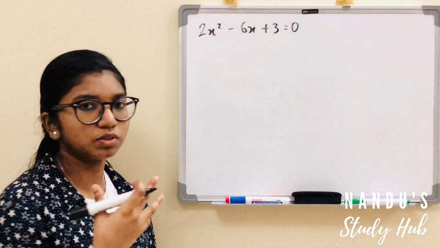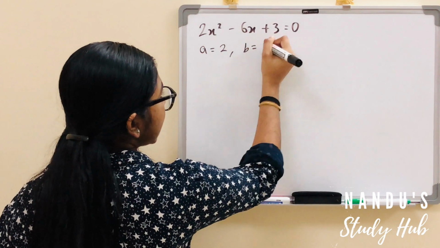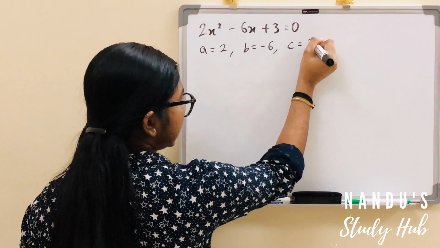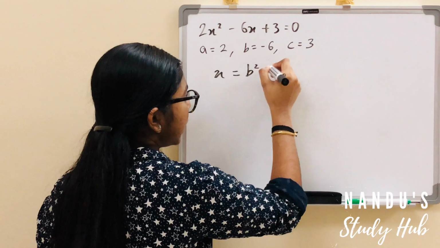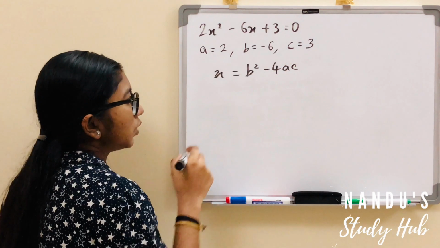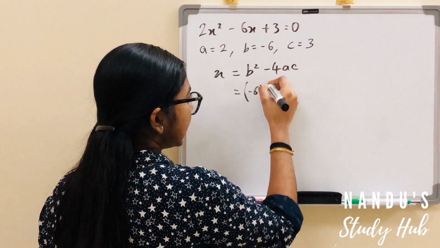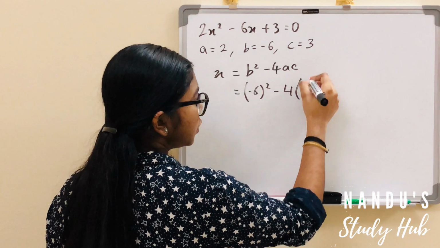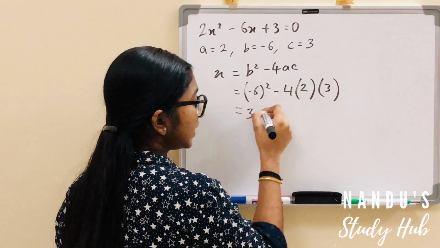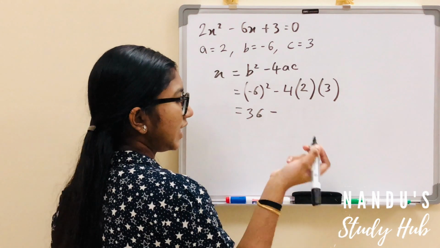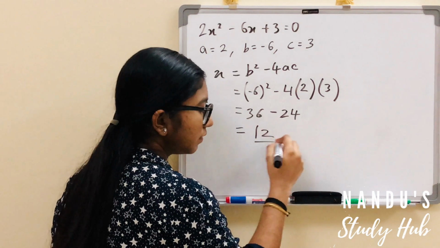So our next question is 2x square minus 6x plus 3 equals 0. In this question also, again, first we have to find the a, b and c. So a is 2, b is minus 6, and c is 3. And we need b square minus 4ac. Here again we have to substitute the numbers. So b square will be minus 6 square minus 4 into a is 2 and c is 3. Minus 6 square will be 36, and 4 twos are 8, 8 threes are 24. So when we subtract, we get 12.